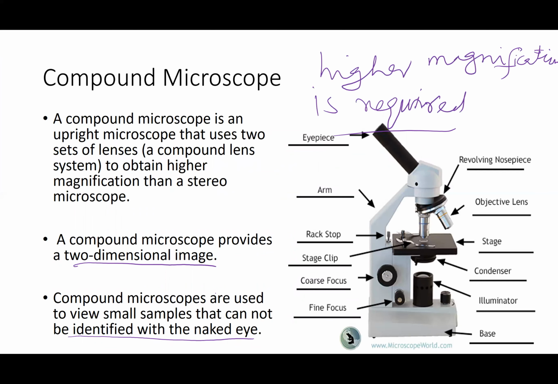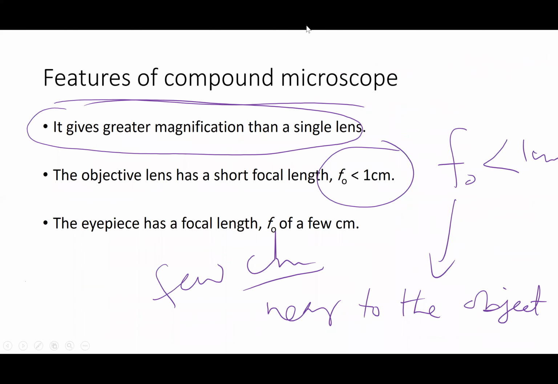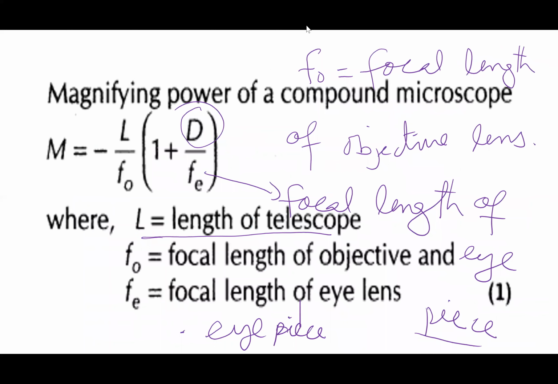Compound microscope. A compound microscope provides a two-dimensional image and is used to view smaller objects which cannot be seen with the naked eye. Features of a compound microscope: it gives greater magnification. The objective lens has a focal length smaller than 1 centimeter, and the eyepiece has a focal length of a few centimeters.